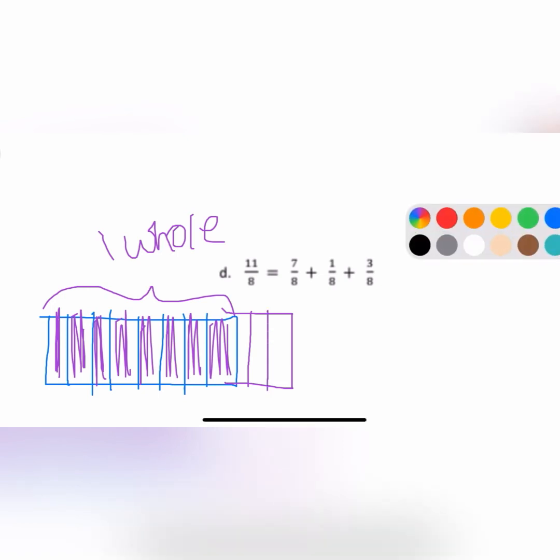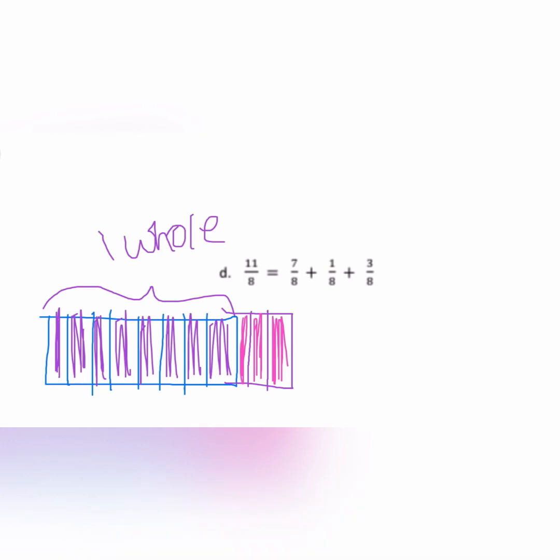I shaded in my 8 parts, and I know that this whole piece is 1 whole. Don't forget our fraction was 11/8, so I need to add 3 more pieces so I can shade in 11/8. I'm just adding it on to the end of my tape diagram. Here are my 3 more pieces. I'm changing colors just so you can see what I added on. Okay, so I shaded in those extra pieces.